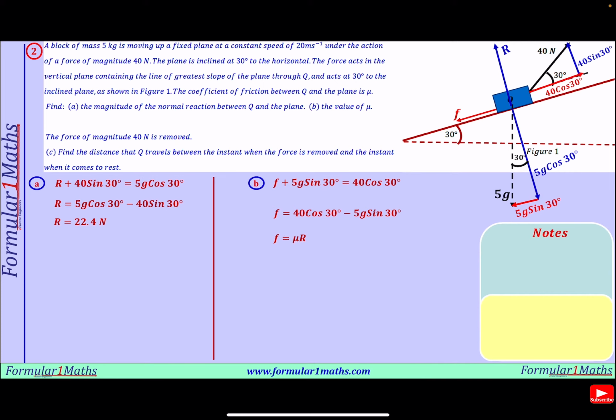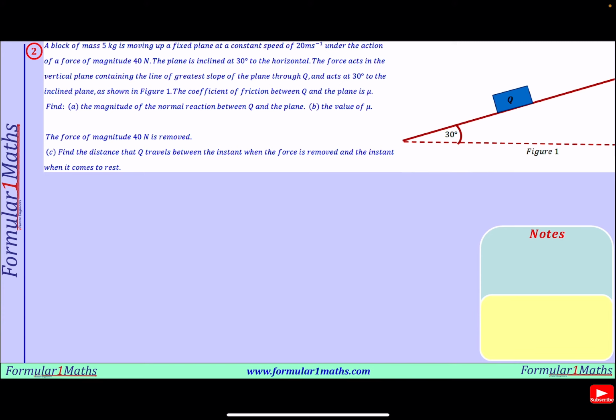But we also know that F is equal to mu R. This implies that mu is equal to F over R. But we have the values for both F and R, so we go to substitute together. So the value of F is what we found here, and the value for R is what we found here. So when we do a substitution, we can evaluate this to get mu is equal to 0.45 to two significant figures. Question 2c. The force is removed.